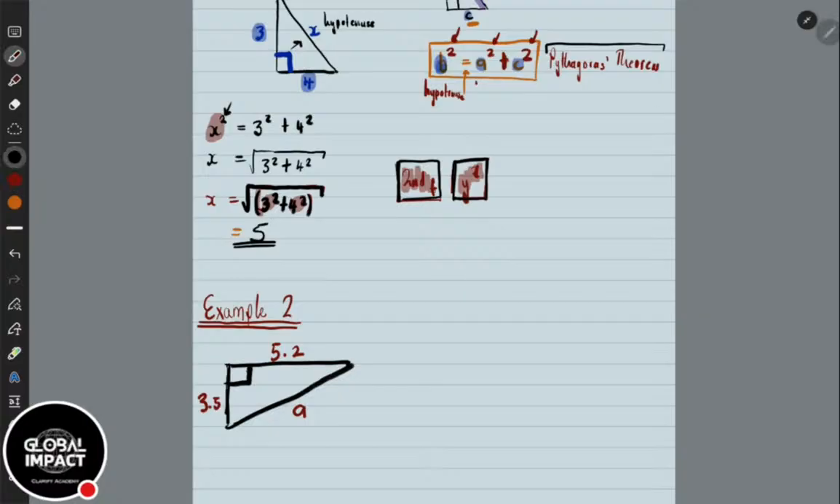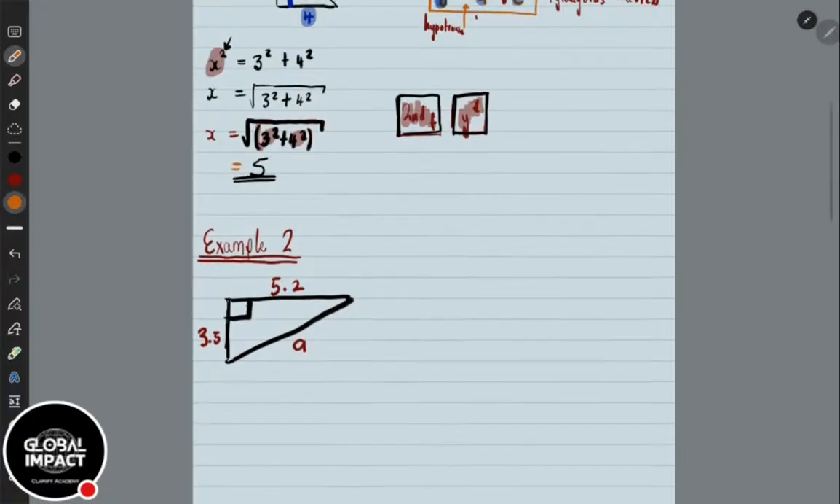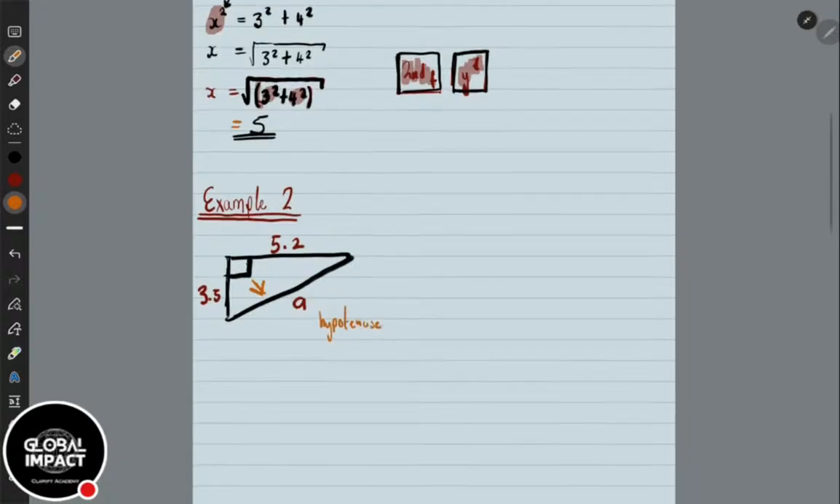So what you're going to do now, remember the steps, don't change the steps. The side which is opposite the right angle, the corner, is our hypotenuse. And when we write the Pythagoras theorem, hypotenuse should be alone. So you're going to say A squared, which is the hypotenuse, is going to be equal to the other two sides. 3.5 squared plus 5.2 squared.